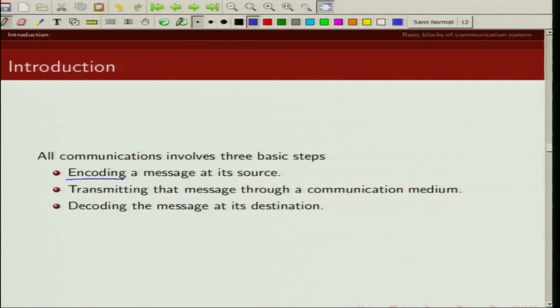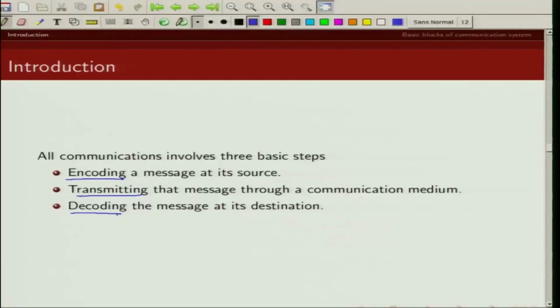Given a source, you want to efficiently represent that source using a fixed number of bits. That's encoding. And then once the message is encoded, you want to transmit it over a communication link. Finally, the bits that have been transmitted over a communication channel get corrupted due to noise. So at the receiver, you would like to decode and estimate what message was transmitted. So roughly in any communication, these are the 3 basic steps involved.